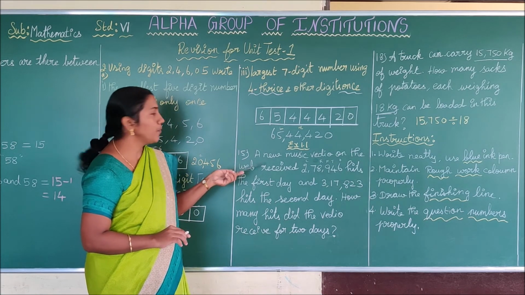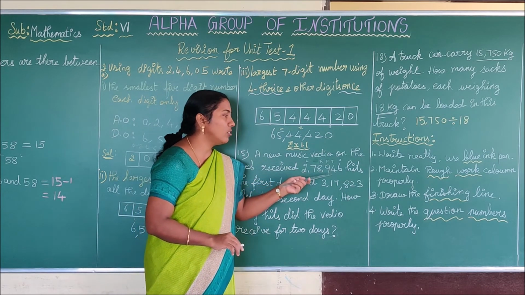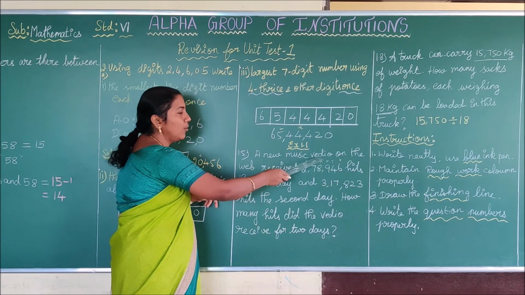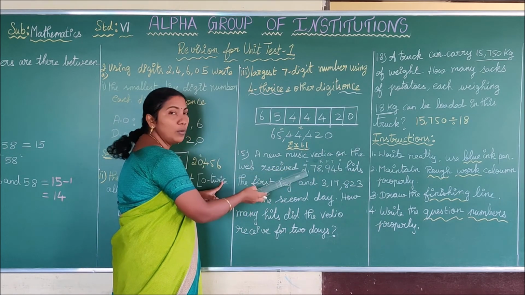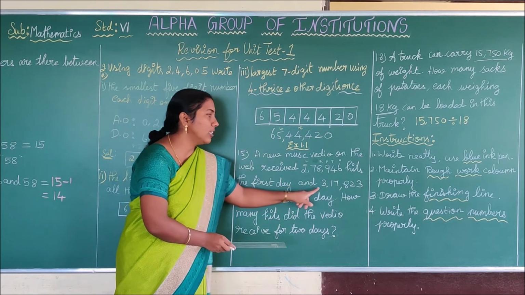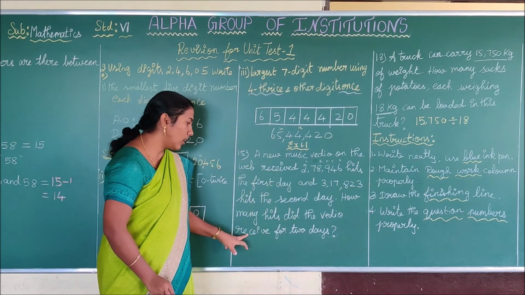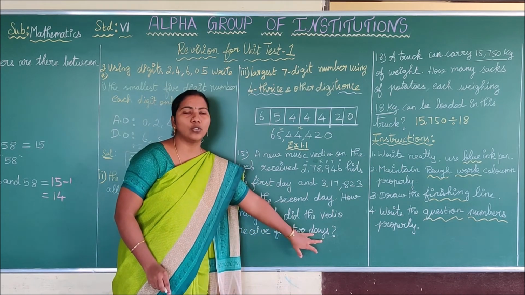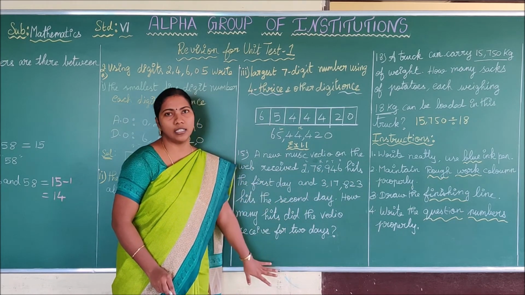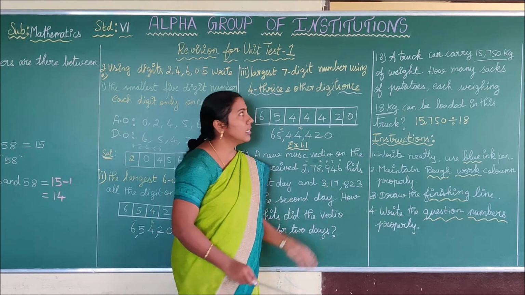What is the 15th sum? A new music video on the web received 2,78,946 hits on the first day. That is, this new music video received how many hits? 2,78,946 on the first day. On the second day it received 3,17,823 hits. The question they are asking is what is the total number of hits for the 2 days? Total means what you have to do? You have to add these two numbers, and you get the answer. It's clear, children? Okay.